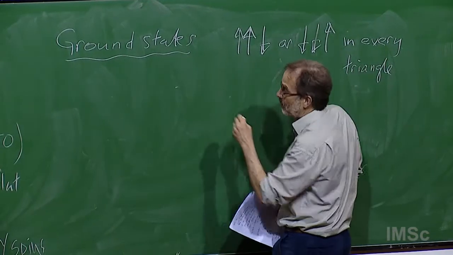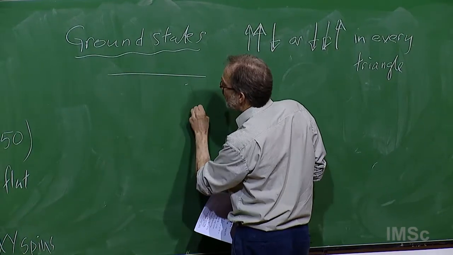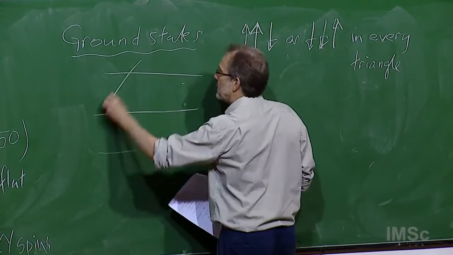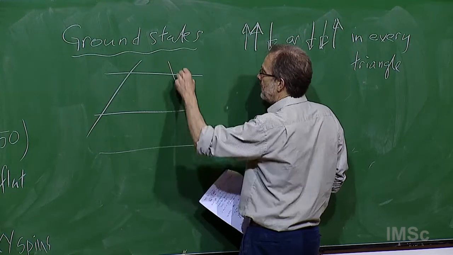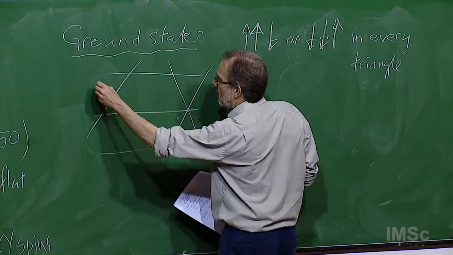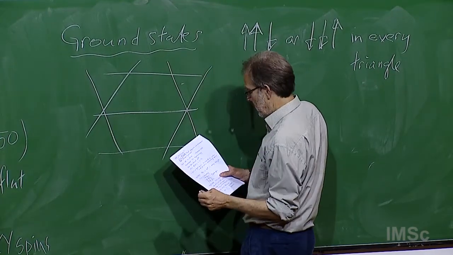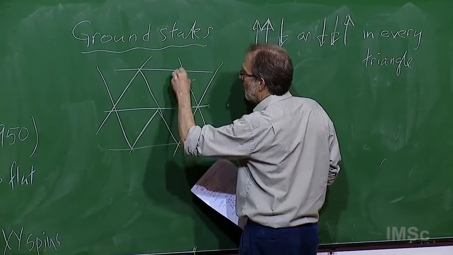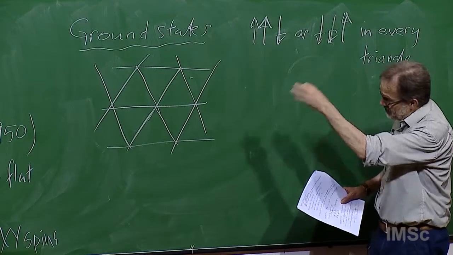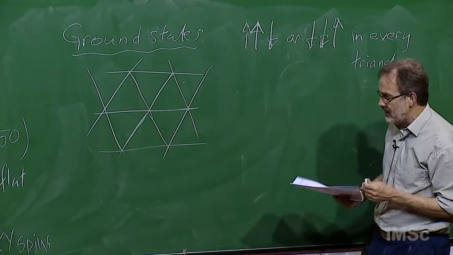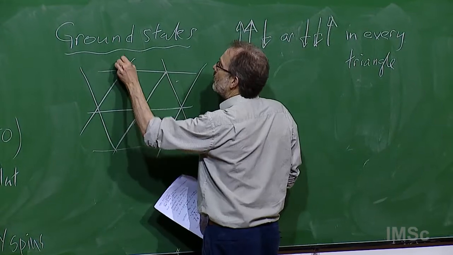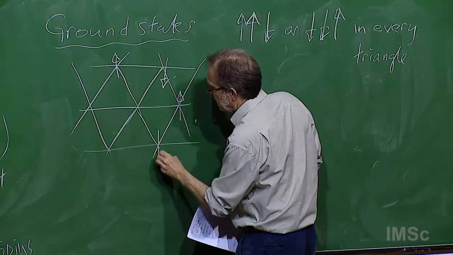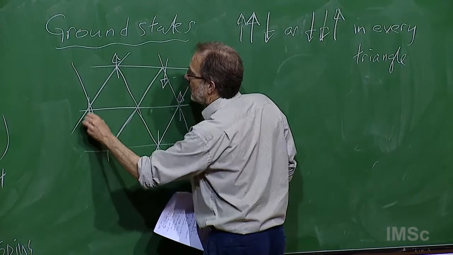But if you think about possible configurations of spins, then you quickly realize that there are situations which give you high degeneracy. So let's think about a hexagon and the site in the center, and suppose that we have alternately around the hexagon spins which are up and down.